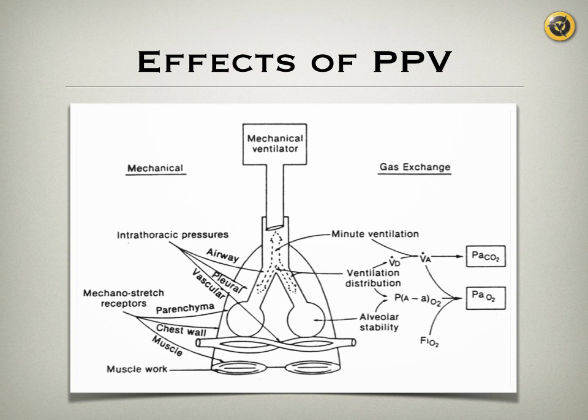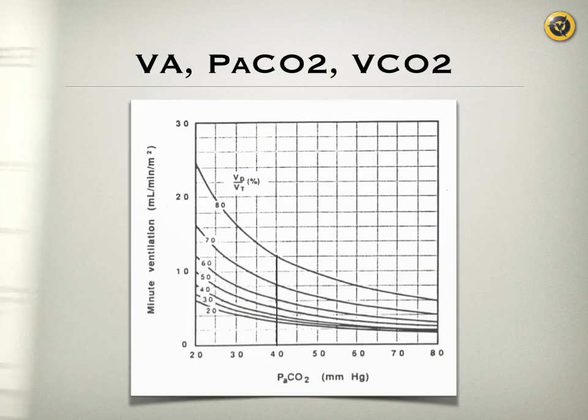This is just to remind you that dead space can affect carbon dioxide elimination, and the larger the dead space, the more minute ventilation you will need to obtain the same PaCO2. So for example, if you have a patient and you want the PaCO2 to be at 40, which is normal, and they have a dead space of 20%, that will require about 4 liters of minute ventilation. That's what usually normal is.